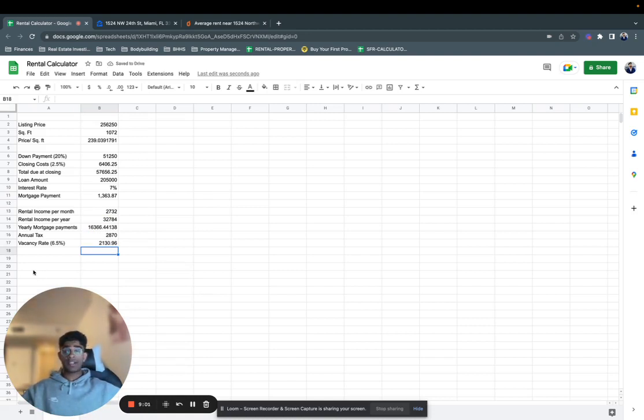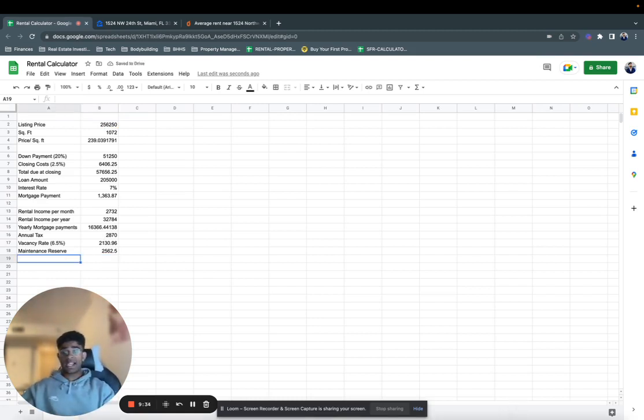Next cost we have to account for is maintenance. So we never know how much the maintenance is going to be. Hopefully, nothing goes wrong, but I always want to keep a reserve of money just in case something does go wrong. And the estimate that I use for the maintenance reserve is 1% of the listing price. So B2 times 0.01.